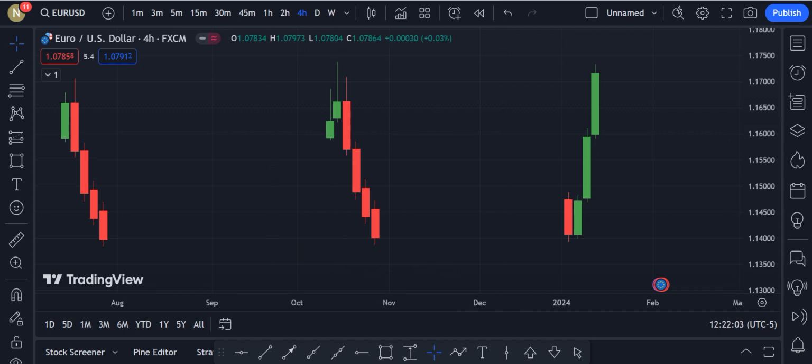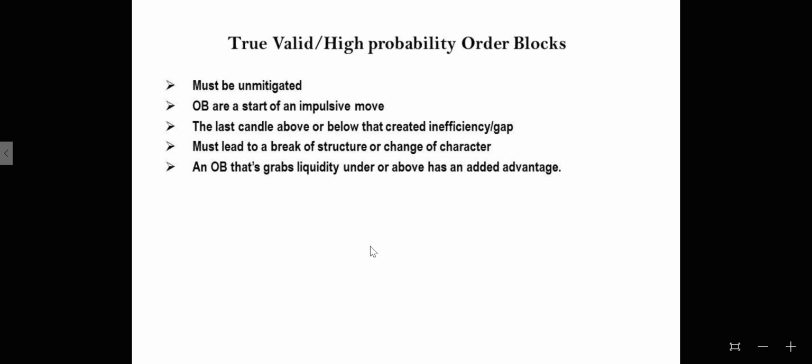But before we get there, let's look through the properties, features, or call them characteristics, of order blocks. I just mixed them up. I didn't really arrange them in order, but I'll try and simplify them for you. An order block, to me, is the start of an impulsive move.